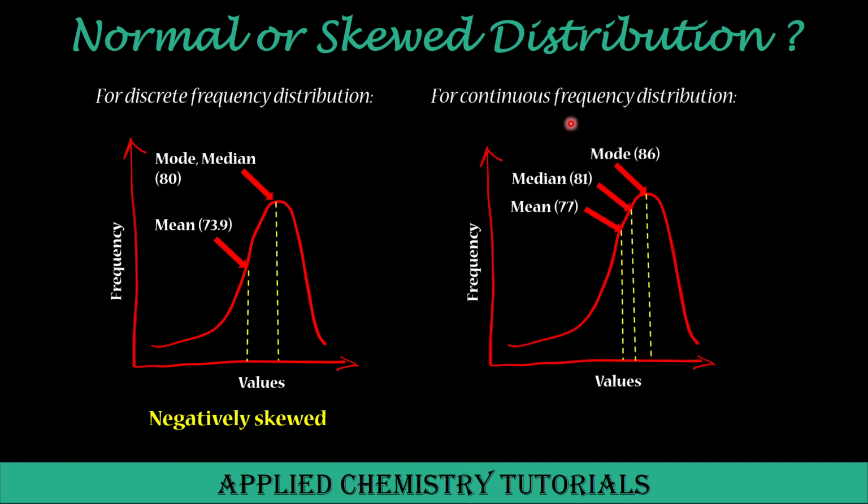Similarly, for the continuous frequency distribution, we have the mode at the topmost point of the frequency curve, which is 86. The median we obtained is 81 and the mean is 77. So this also represents a negatively skewed distribution as well.